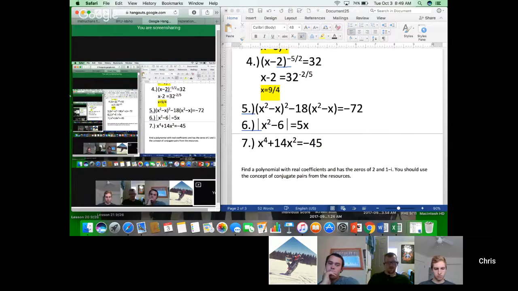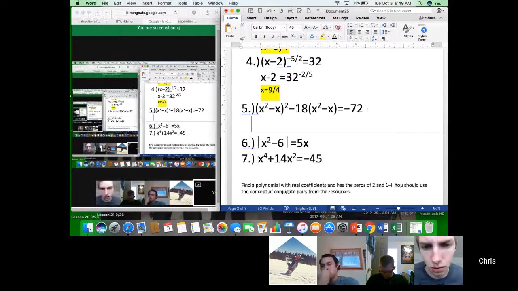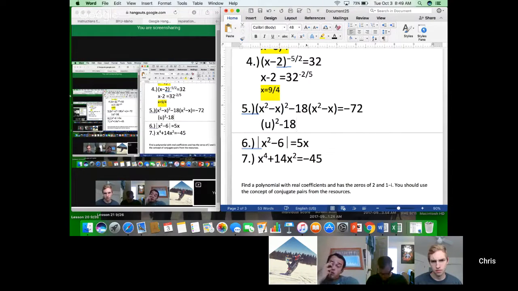So we could replace the x squared minus x with u if you want to. That's substitution, not a bad idea. So it's just u squared minus 18u equals negative 72.